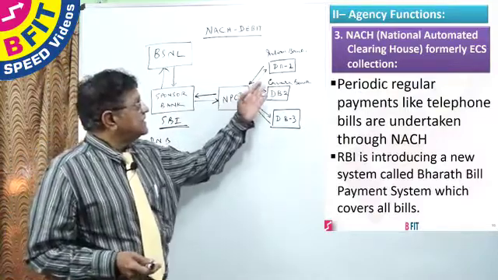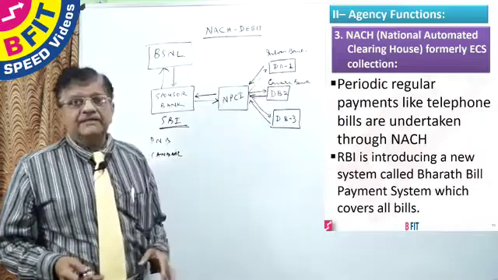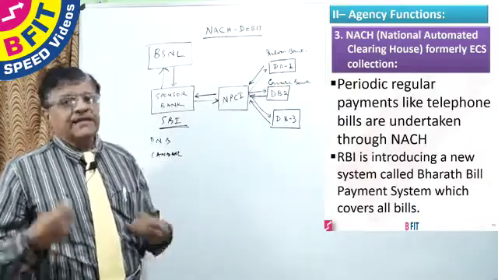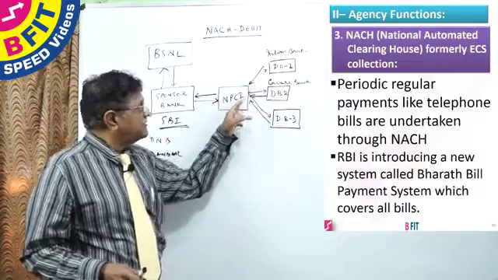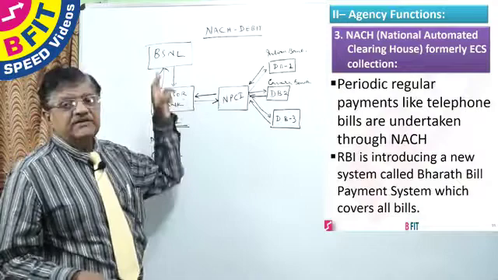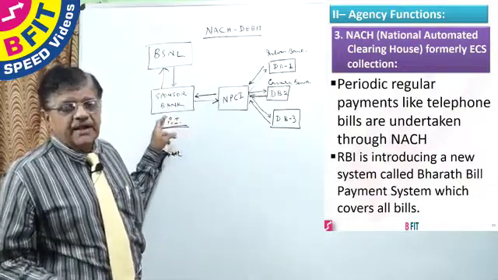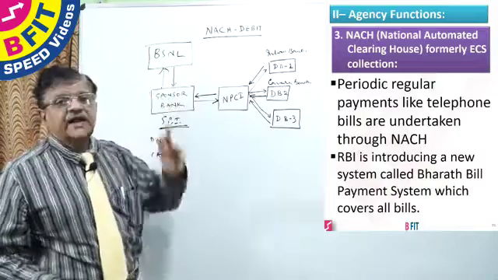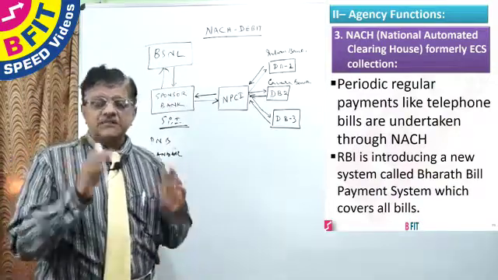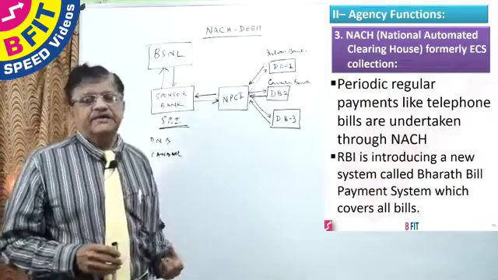Now suppose when it reaches the destination bank, there is no money in the account, then it cannot be collected. That fact also will be informed to NPCI. NPCI will inform the sponsor bank. The sponsor bank in turn will say that so and so customer's account has not been debited and money is not received. Then BSNL will take up the matter with the concerned subscriber. So this is called a NACH debit.